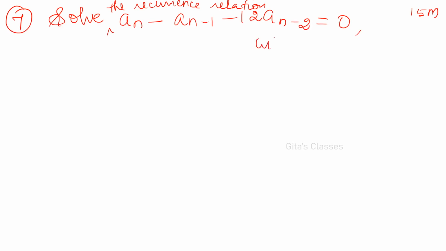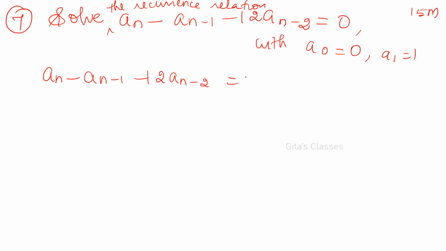With a0 equal to 0 and a1 equal to 1, what is the equation? The given recurrence relation is a_n minus a_(n-1) minus 12 a_(n-2) equal to 0. This is of order 2. Therefore, let a_n equal to r^n be the solution.